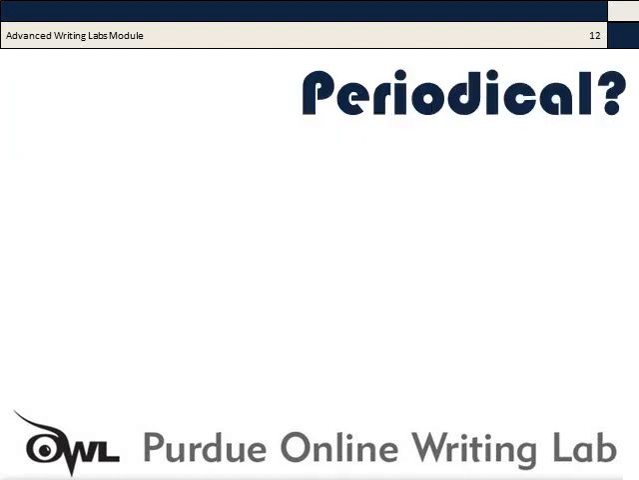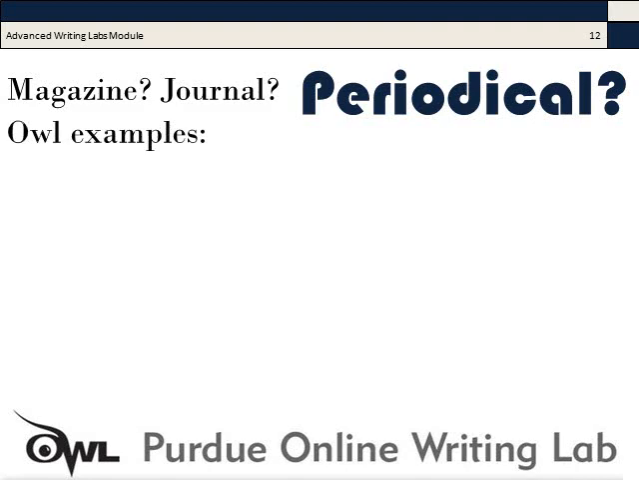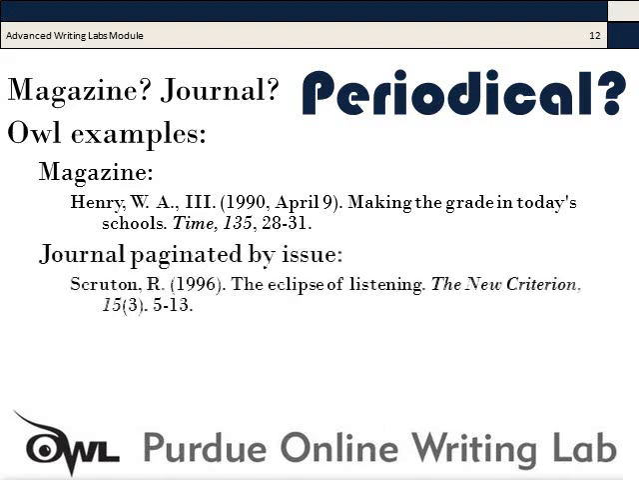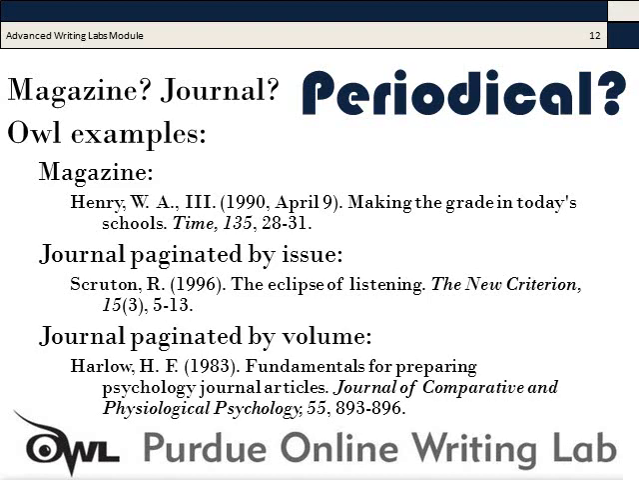With periodicals, you need to distinguish between the type of periodical: a newspaper, a magazine, a journal. Here are some examples from the OWL. Suppose you have a magazine. Well, here we have basically the date in which it comes out. But if it's a journal, you also list the volume number and the issue number. And that's a little different if the whole journal for the year is paginated by volume. It gets really confusing.